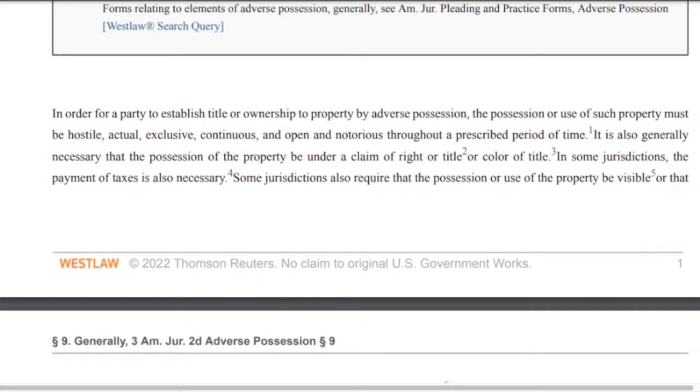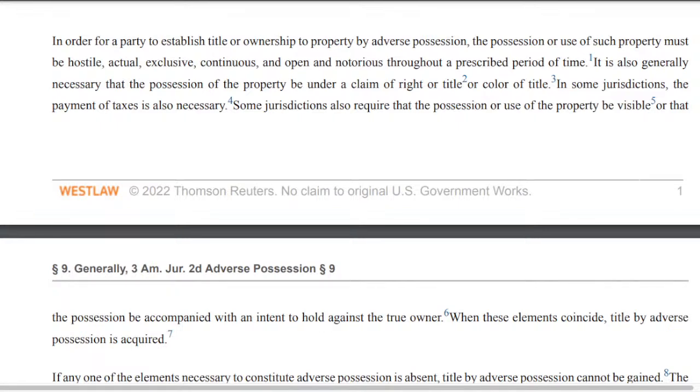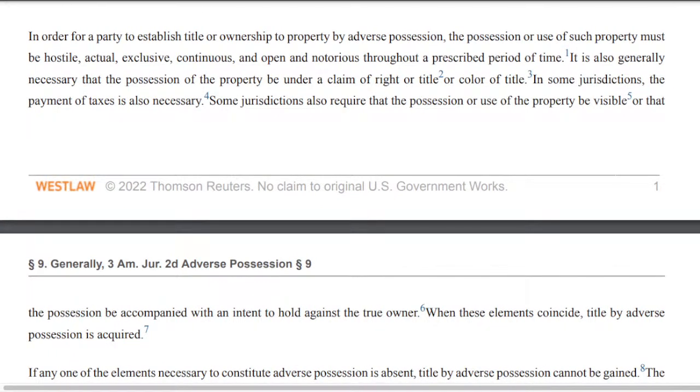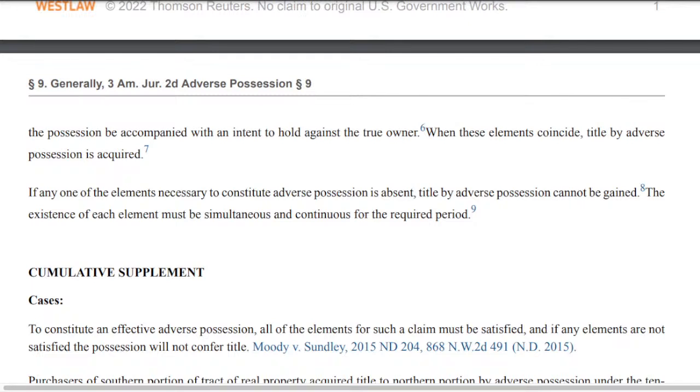So let's see where we were. So we already hit this part here with the taxes. Some jurisdictions require that it be visible. Okay, that's where we actually left off. Some jurisdictions also require that the possession or use of the property be visible, or that the possession be accompanied with an intent to hold against the true owner. When these elements coincide, title by adverse possession is acquired. If any one of the elements necessary to constitute adverse possession is absent, title by adverse possession cannot be gained. The existence of each element must be simultaneous and continuous for the required period. Simultaneous, at the same time, continuous without interruption, and for the required period, that entire duration. So yeah, there we go.